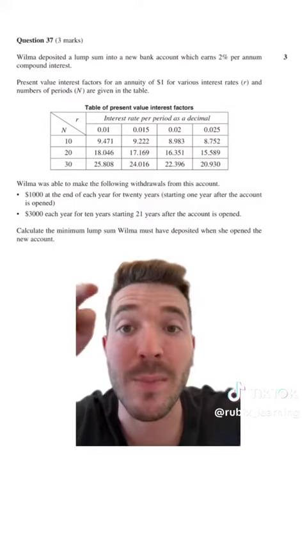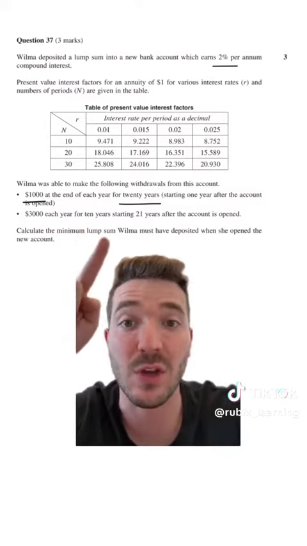So Wilma is putting some money into a bank account. It earns 2% per annum. We want to find the minimum amount that she put in for the given annuity. So the first annuity is $1,000 for 20 years.